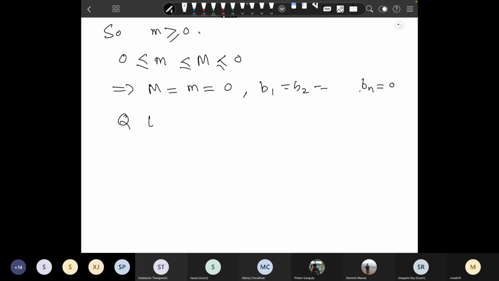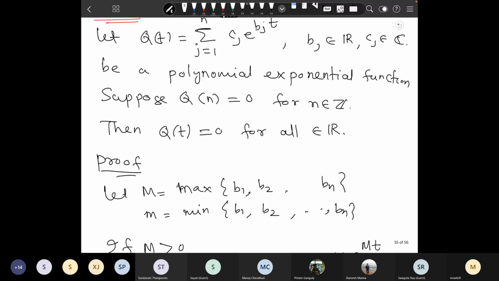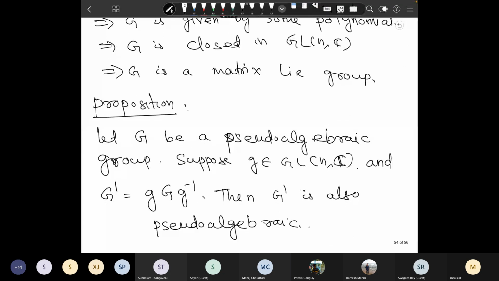That implies that q(t) is equal to a constant c, where c is a constant. But since Q vanishes at integers, Q(n) is equal to 0, that implies q(t) is equal to 0 for all t belongs to R. So hence this finishes the proof. Okay, so this is an important lemma. We will use this later, and kindly verify this proposition once more, because we are going to use this thing.